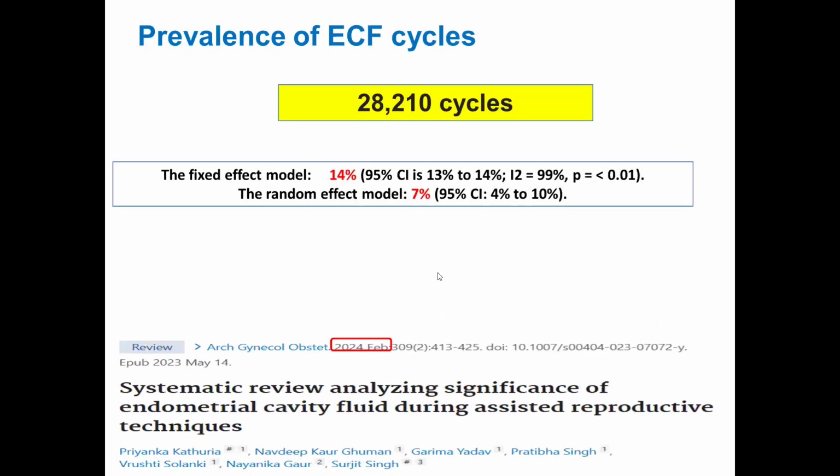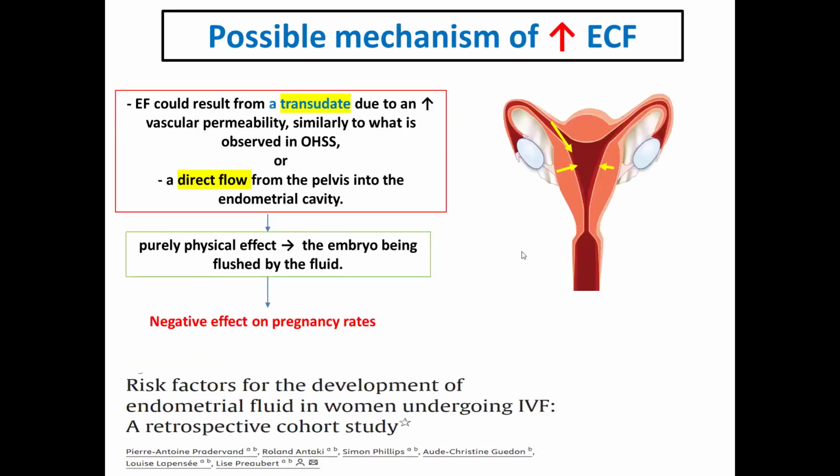And the prevalence actually of this endometrial cavity fluid is variable, but may reach between 7 and 14% of cases subjected to IVF-ICSI. So it is not rare. We see it in our IVF-ICSI patients. So what to do in such a case?